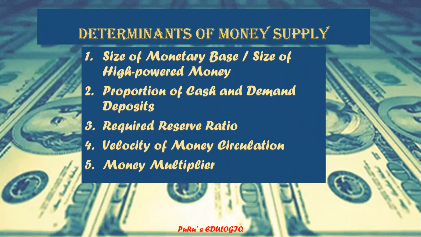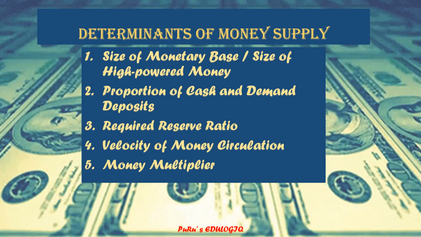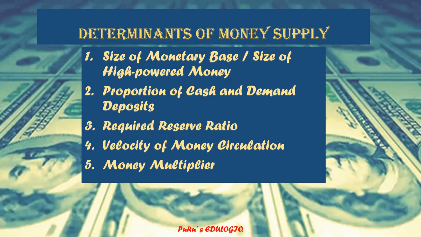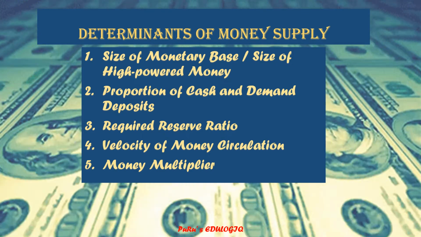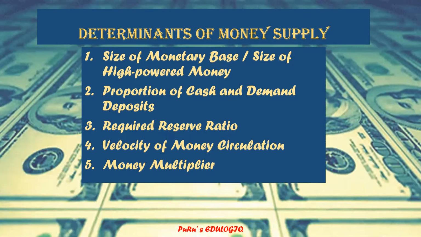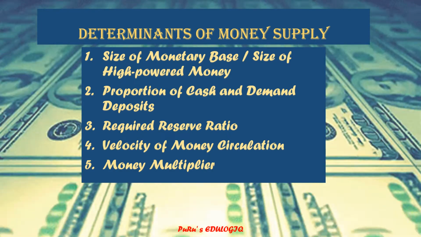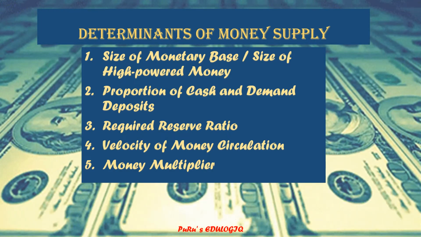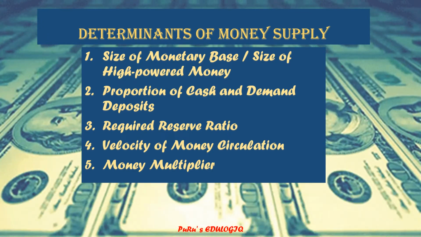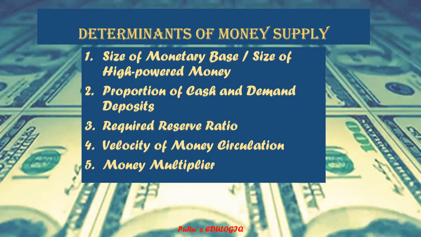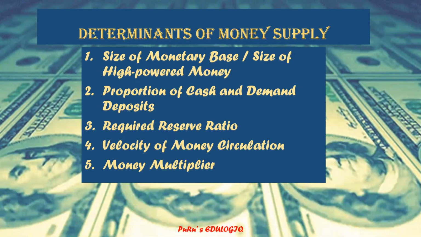Determinants of money supply. When we talk about determinants of money supply, the size of monetary base is a very crucial phenomenon here. The higher the size of monetary base, the higher is the money supply. But if the monetary base in the country is less, the supply of money is also lower. But monetary base is influenced by two other factors, one being the gold stock with the central bank and the reserve assets including debentures, treasury bills with the central bank. So, if the country strengthens the monetary base, the money supply also tends to be higher.